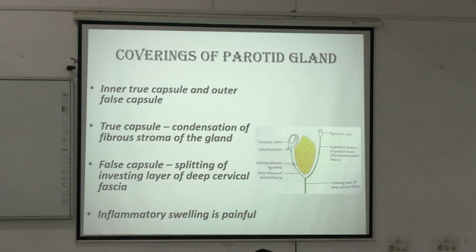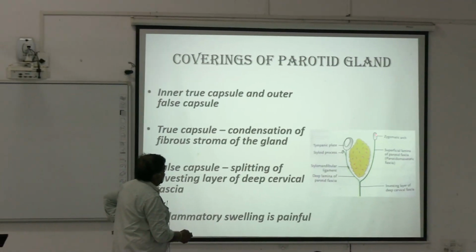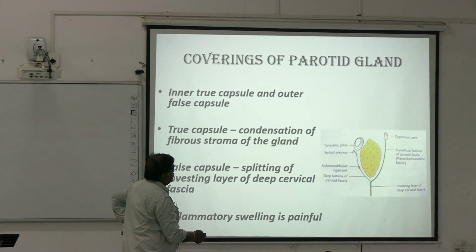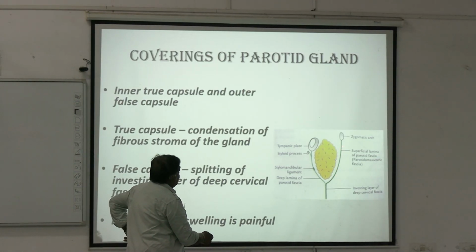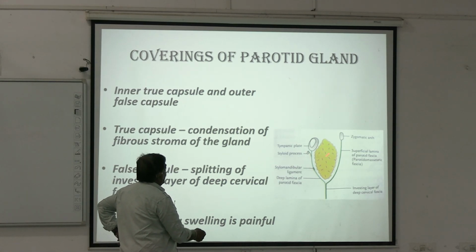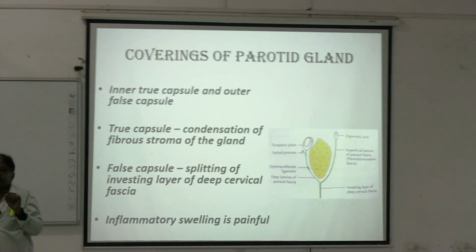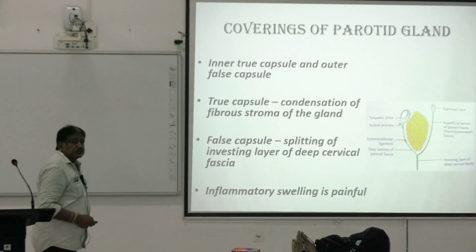Coverings of the parotid gland. Now, you see this diagram. This is the parotid gland. This is the cut part of the zygomatic arch, the superficial lamina of parotid fascia, parotido-masseteric fascia, and the investing layer of the deep cervical fascia. Now, the deep lamina of parotid fascia, stylomandibular ligament, the styloid process, the tympanic plate. It's important for a 4 marks question or 5 marks question. It is important. So, please note these figures. It is available in all the textbooks.